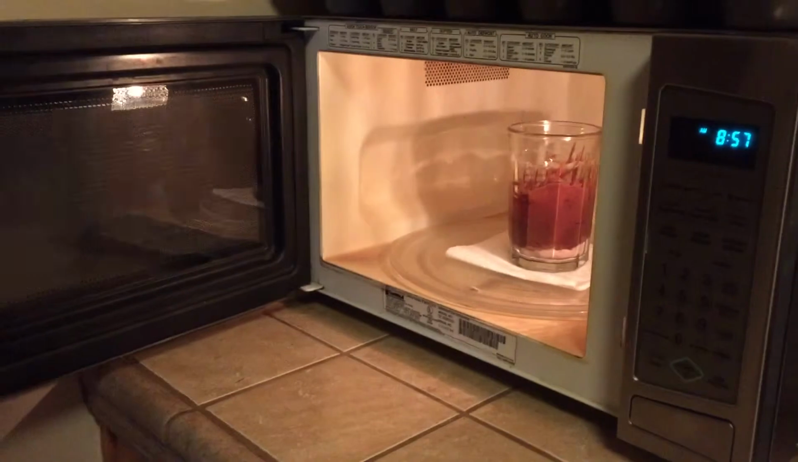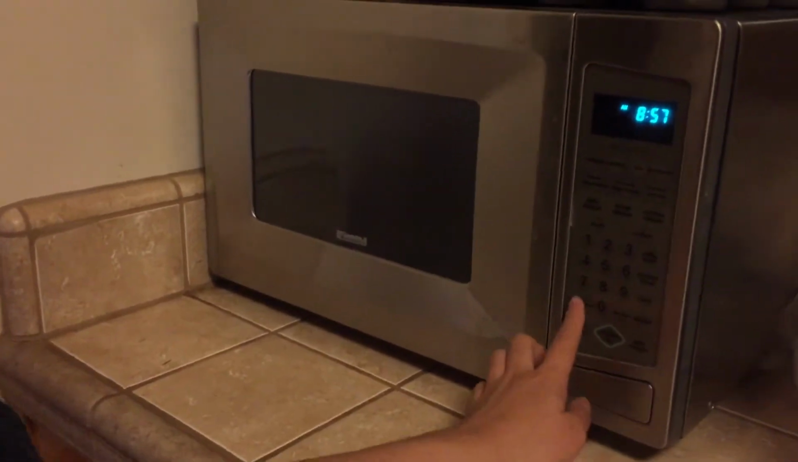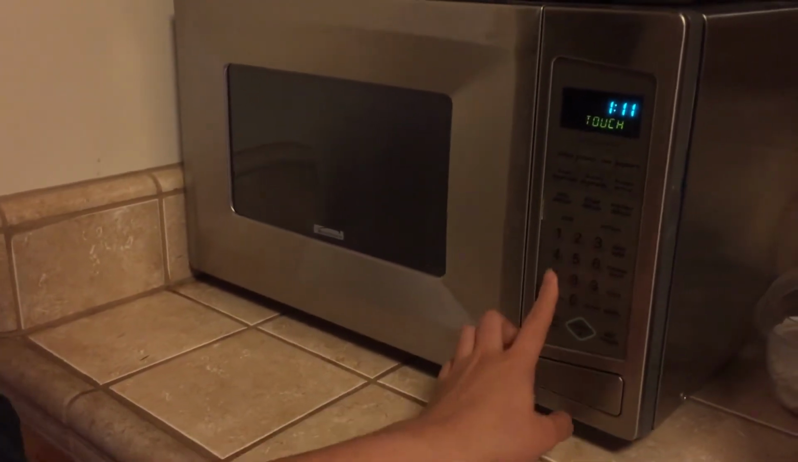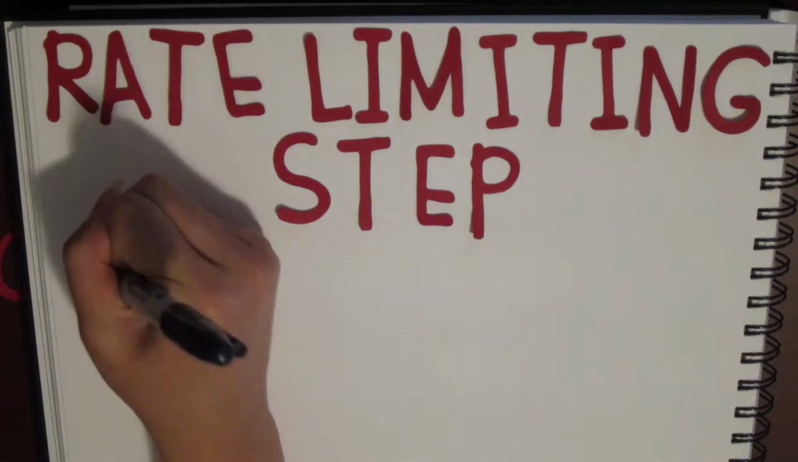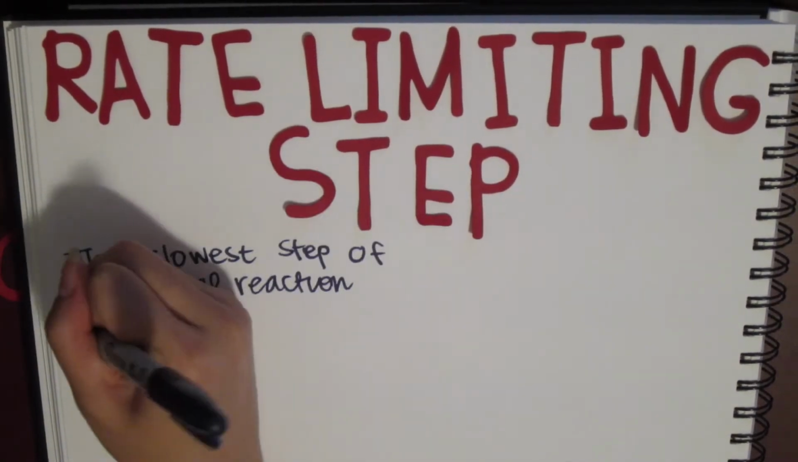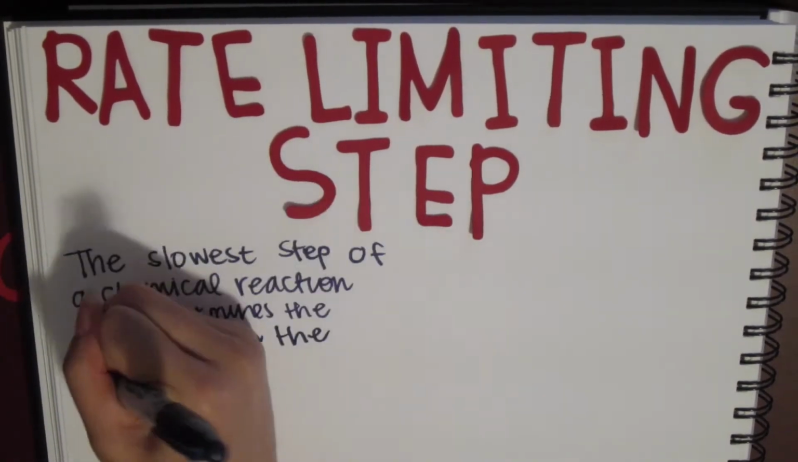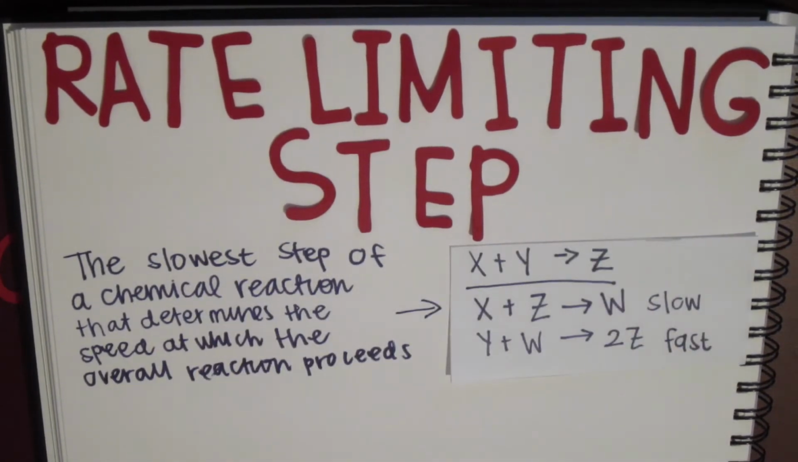The cake baking in the microwave is a rate-determining step because it usually takes the most time. Rate-limiting step: the slowest step of a chemical reaction that determines the speed at which the overall reaction proceeds.